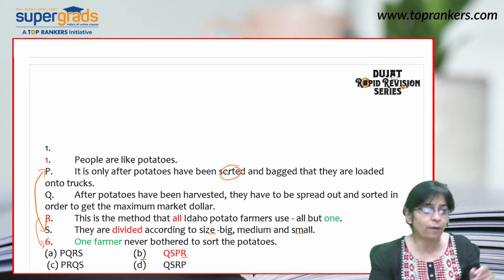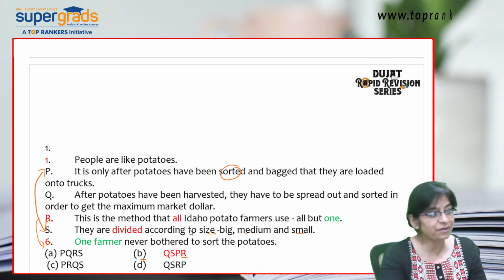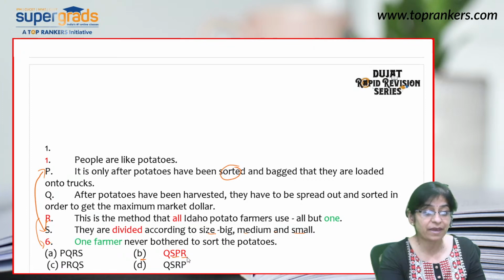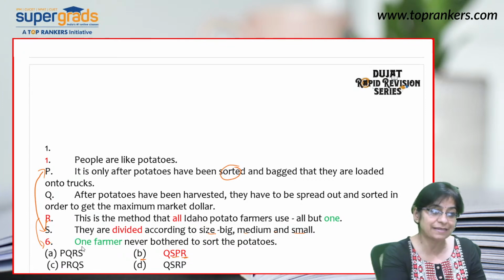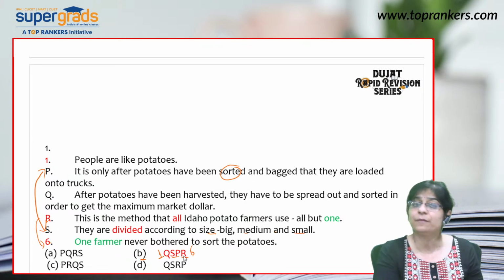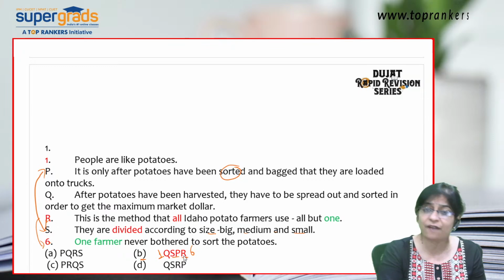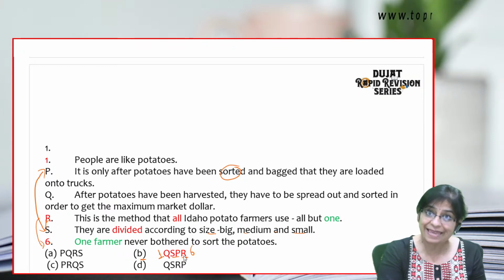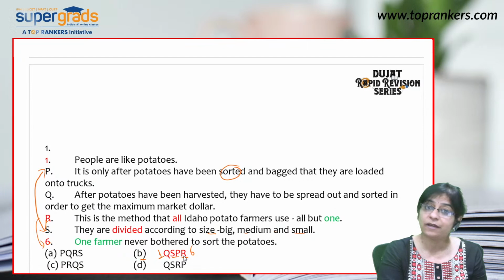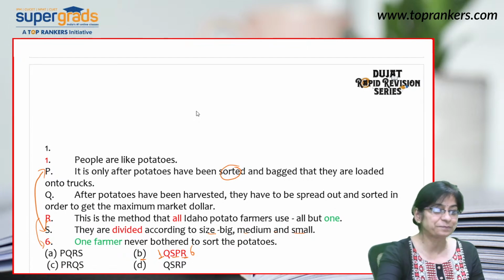So the only option that has S and P as a mandatory pair and is preceding 6. So the right order of this para jumble would be 1, Q, S, R, P, and then 6. But you don't have to write all this. You just have to tick the right answer, which is B in this case. All right. Now let's do one more together.